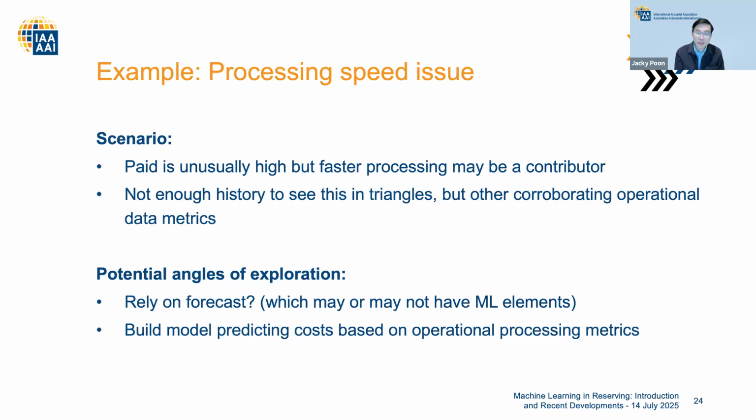Another example where things may warrant looking at machine learning methods would be one where, for example, paid is unusually high, but maybe faster processing is contributing to it. And there's not enough in your triangles to prove that there is a new development trend, but then you might have some other corroborating metrics. What would you do in practice? Well, some angles that are more on the traditional side could be to look at things like the forecast, but you could also factor those operational metrics into your model prediction and build a model based on that. That could be something as simple as a GLM, but maybe ML models may be appropriate for this use case.